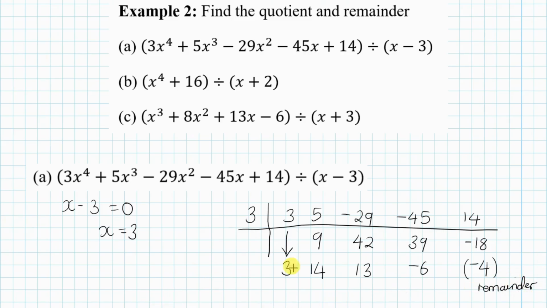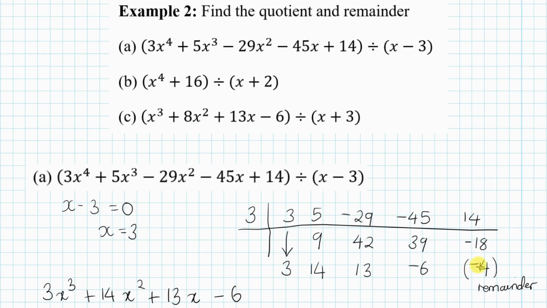And now to find the quotient, you simply get these. These are going to be our new coefficients for the new polynomial. Because we divided, our new polynomial is going to have a variable to the power 3, because the power is going to be reduced by 1. So this is going to be our quotient: 3x to the power 3 plus 14x squared plus 13x minus 6.